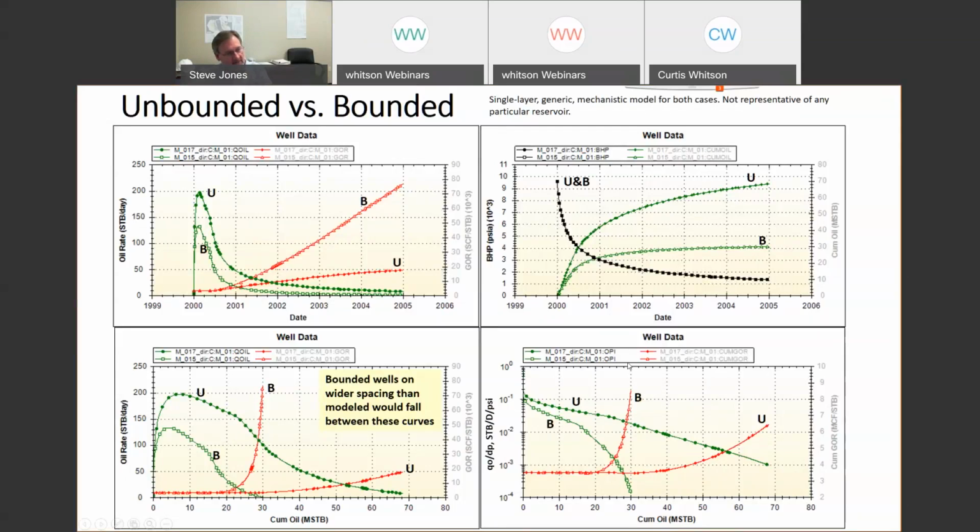So in this case, the bounded well is at 660. So I could run cases at 990, 1320, and those GOR curves would fall in between the bounded and unbounded cases. And the productivity curves would also fall in between those cases. So this is a way to get an idea what larger spacings would do and to understand why. Hopefully this gives you a feel for why parent GORs are sometimes much flatter for a much longer time than bounded wells are.